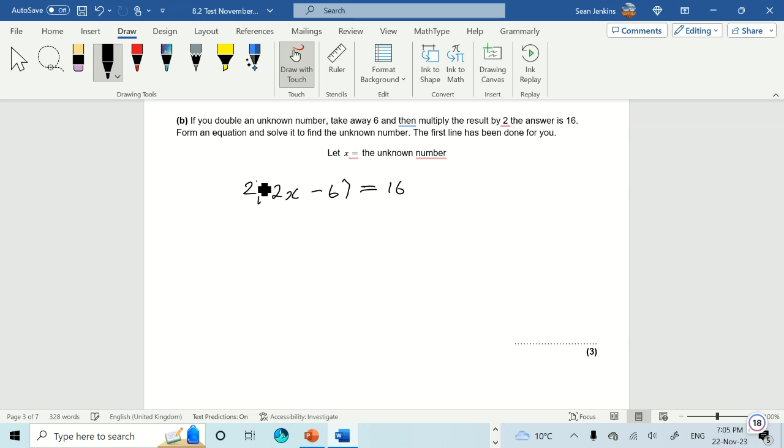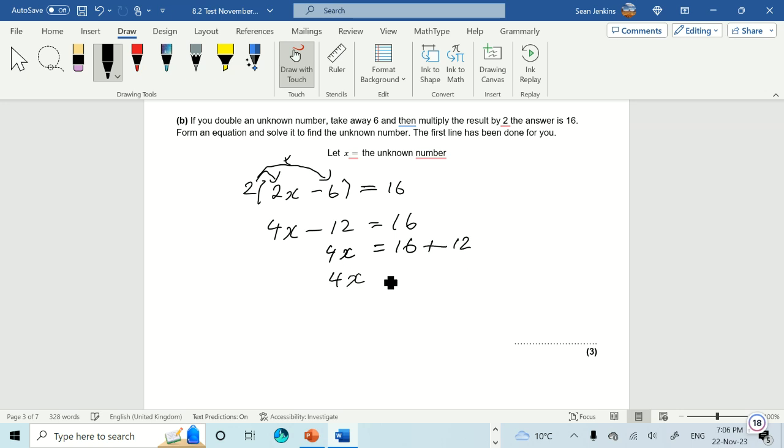Now we've got to get rid of our brackets by multiplying everything inside by the number outside. So that gives us 2 times 2x, which is 4x, minus 2 times 6, which is minus 12, is equal to 16. Only unknowns on one side of the equal sign. So I'm going to take the minus 12 from the left-hand side of the equal sign to the right-hand side. So change my side, change my sign.